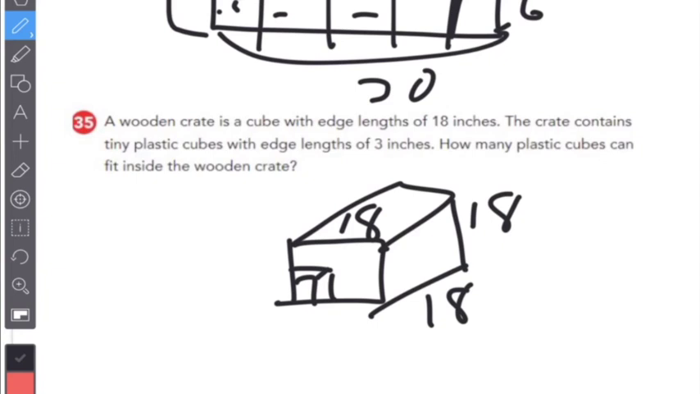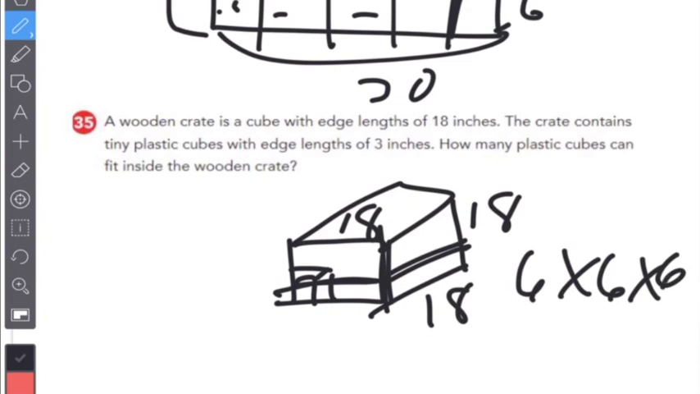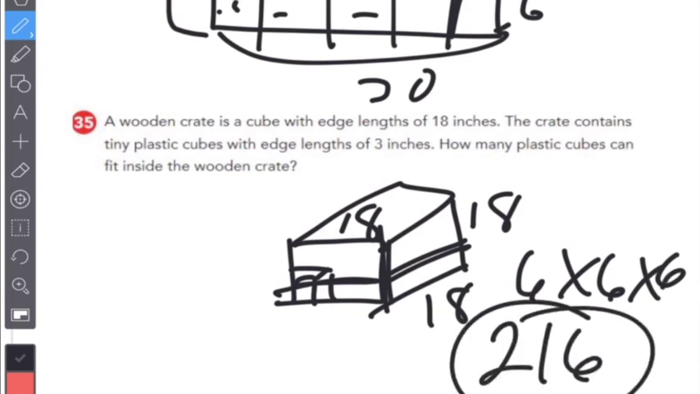So what you need to do is this. We got to figure out how many go across, how many go this way, and how many go up. Well, you have to divide 3 into 18. So 6 go this way, 6 go this way, and then 6 are going to go up. So it's 6 cubed, or 6 times 6 times 6. And if you do 6 cubed, you're going to get 216. So the answer is 216.